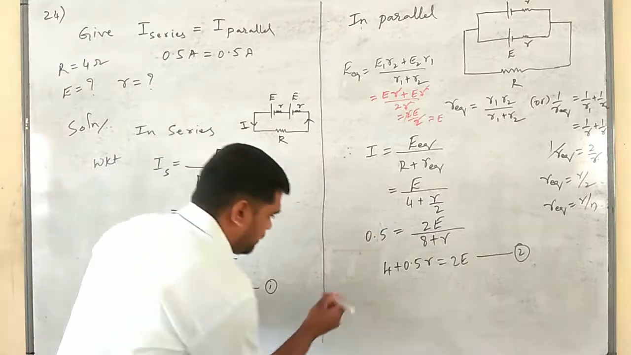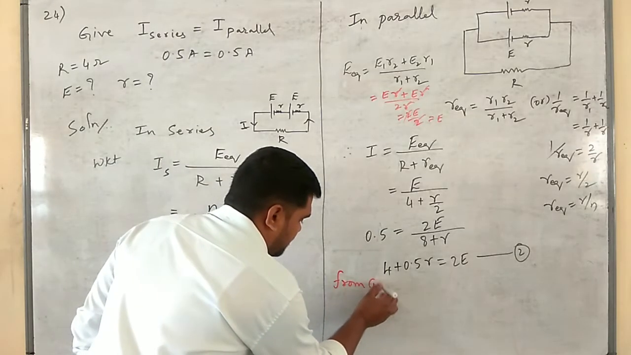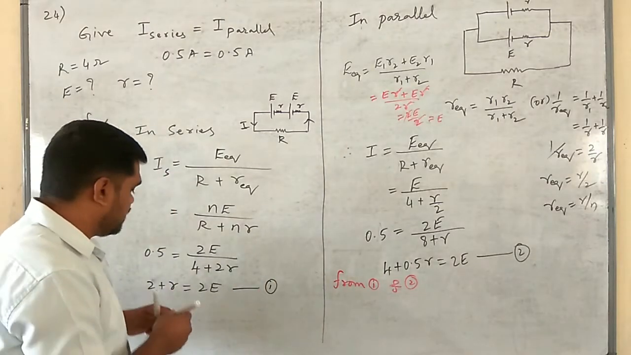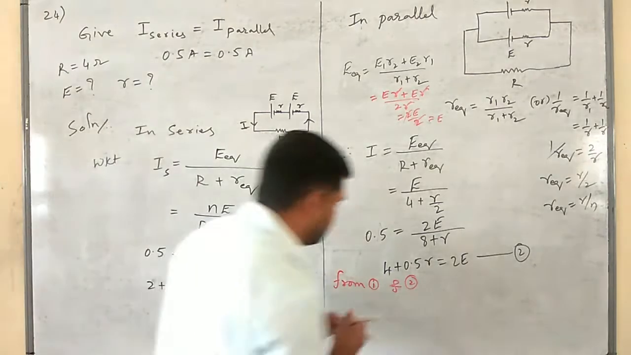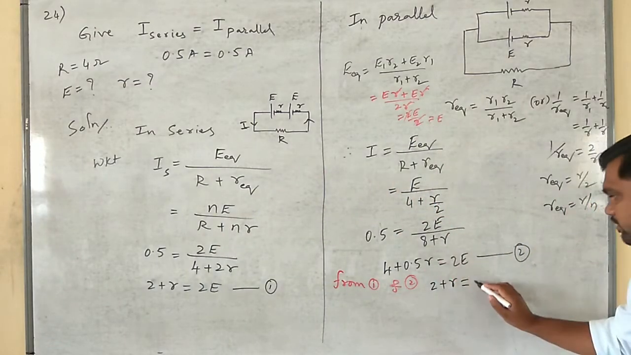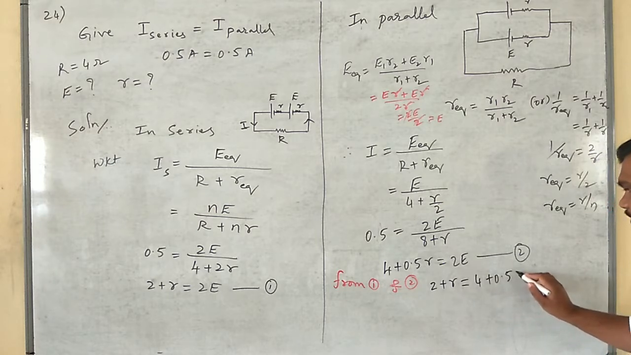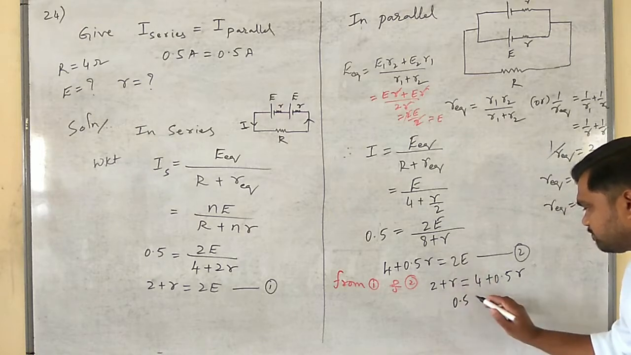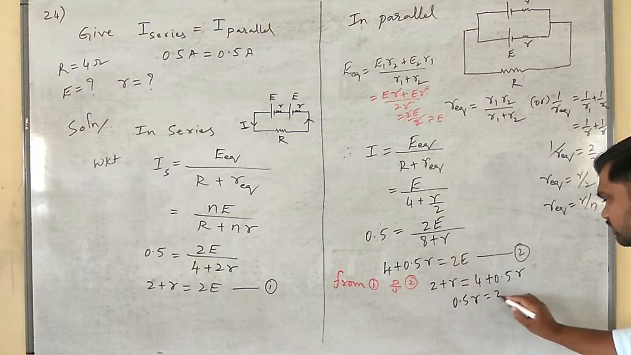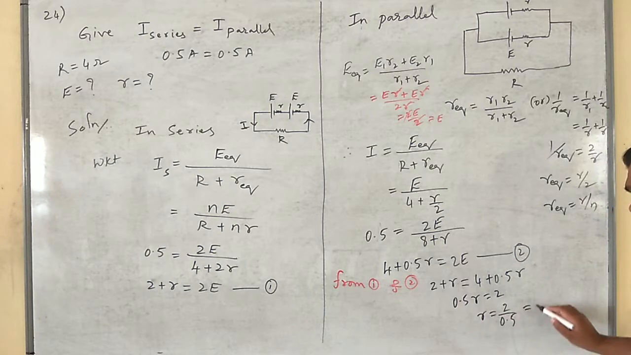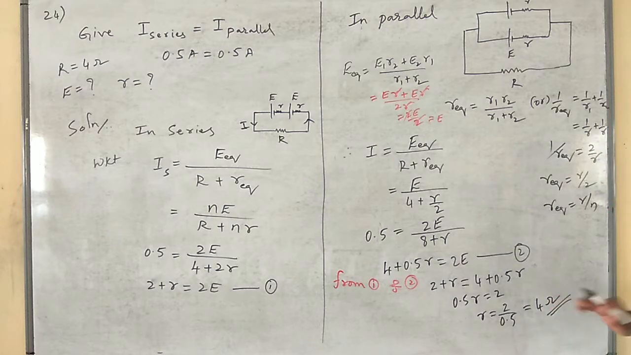From 1 and 2, see, RHS is the same, 2E, 2E. Therefore, 2 plus r is equal to 4 plus 0.5 r. Okay? If we send this 0.5 r to this side, r minus 0.5 r gives 0.5 r. 4 minus 2 is 2. Therefore, r is equal to 2 by 0.5, which is equal to 4 ohm. Okay? This is the value of small r.